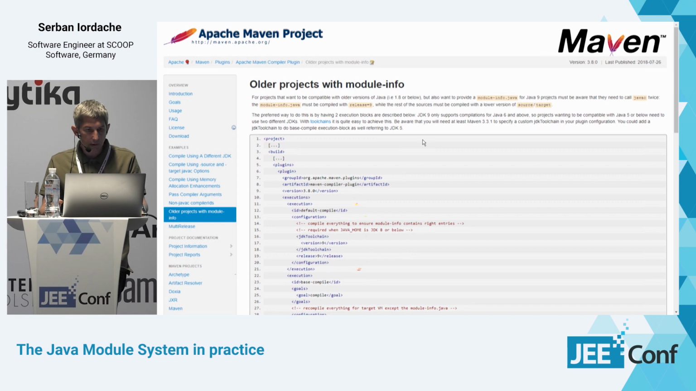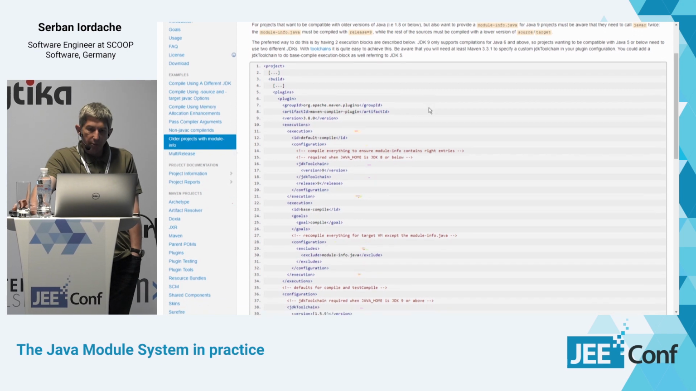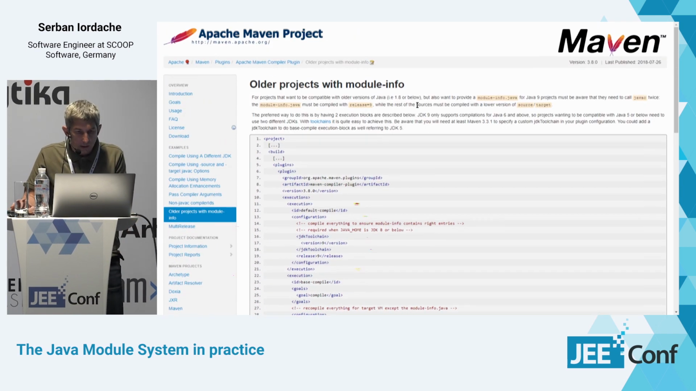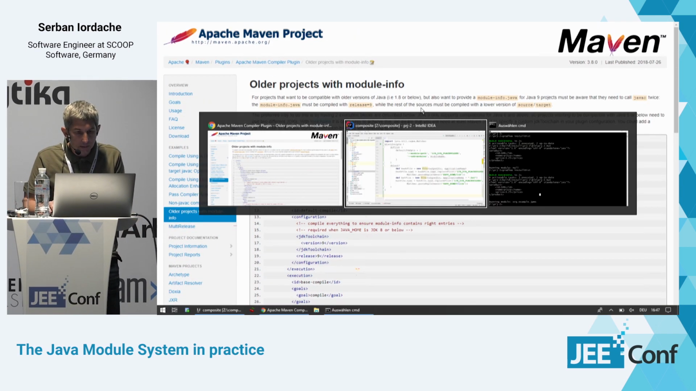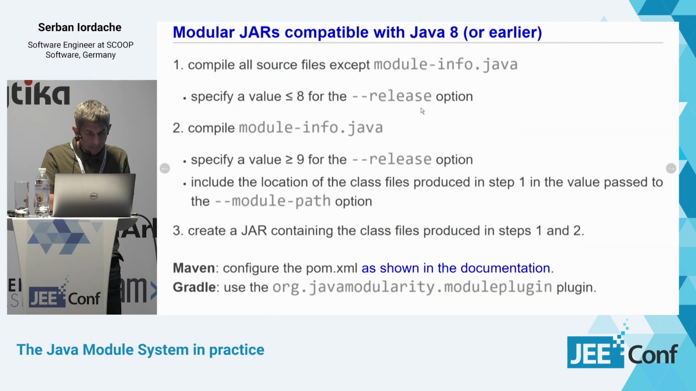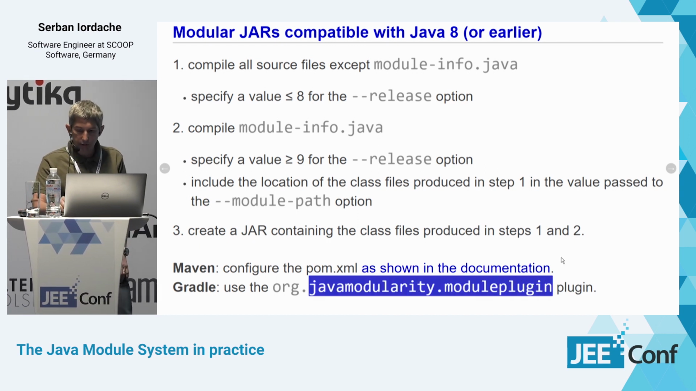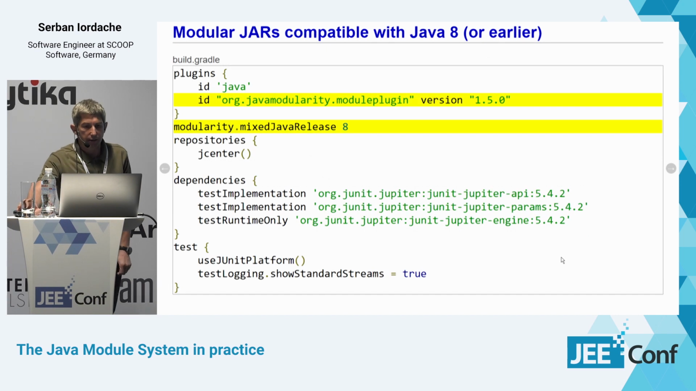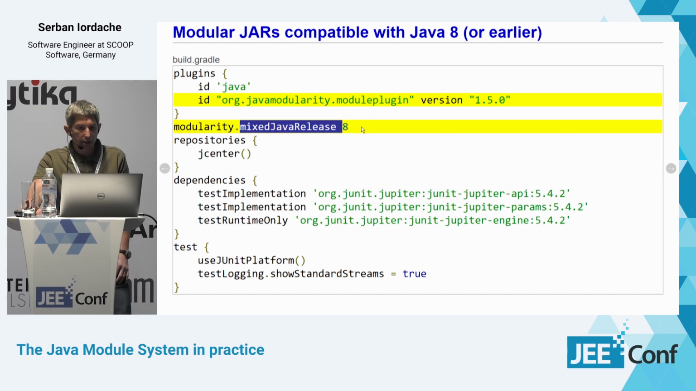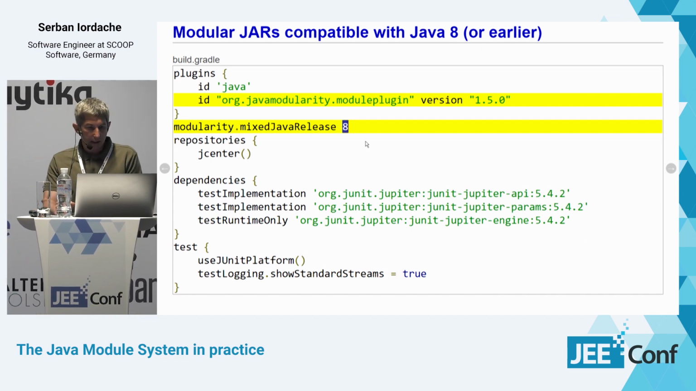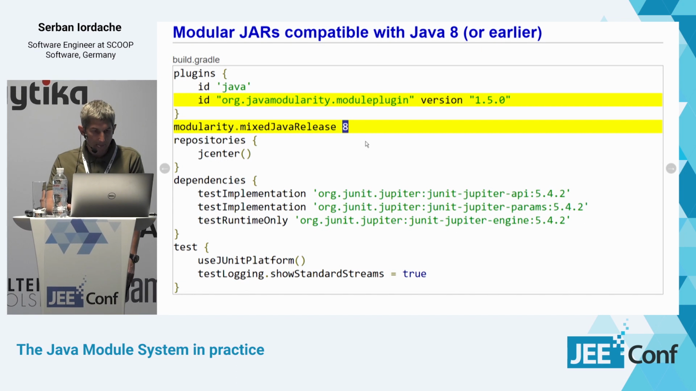For Maven, the documentation shows you how to do this. You have here an example pom.xml, so you only need to read this, and you will see how to do it with Maven. With Gradle, we can use again the Java Modularity plugin, which we saw before. And with this plugin, we only need to call this mixed Java release method with an argument specifying the target Java version for our code. And that's all.